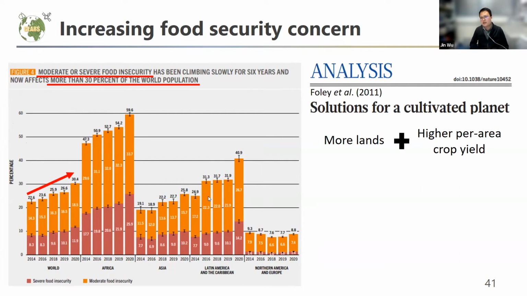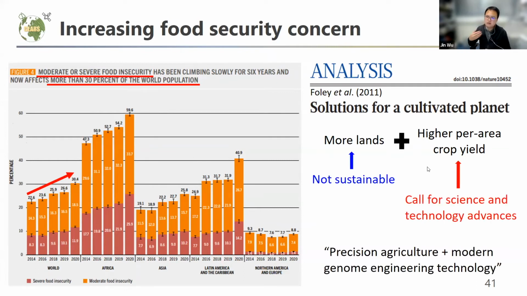And how to solve these kinds of issues? Jonathan Foley in 2011 proposed a potential solution from a biogeographic perspective. Either we can use more land, demand more land for agriculture, but this is not sustainable. Or alternatively, we probably want to call for science and technology advances to improve per-area crop yield, like precision agriculture techniques or modern genome engineering technology.